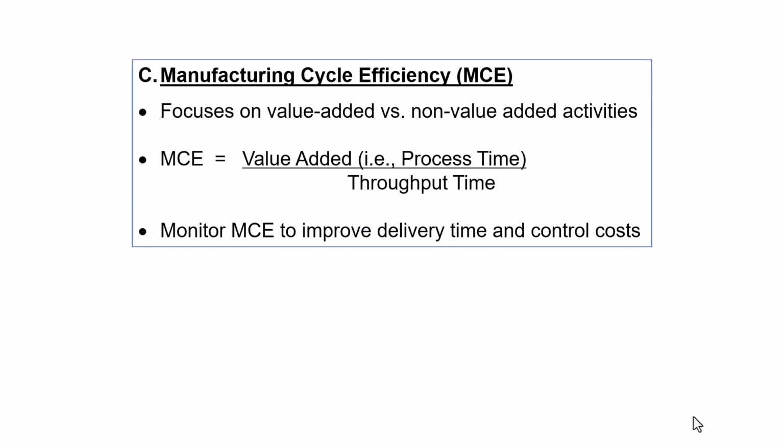Now finally, we will calculate manufacturer cycle efficiency. This measures how efficient the manufacturing cycle time is. It will be expressed in percentage form, and it indicates the percentage of manufacturing time spent adding value. The formula is process time divided by throughput time.